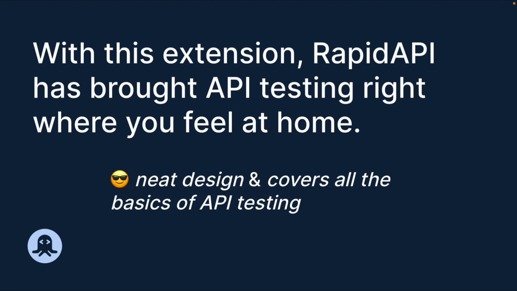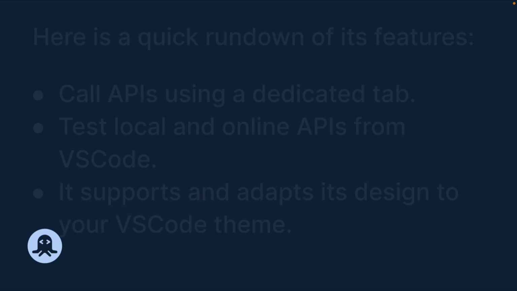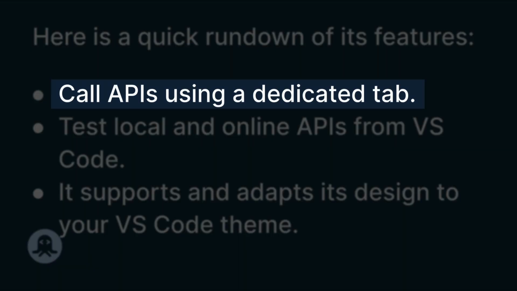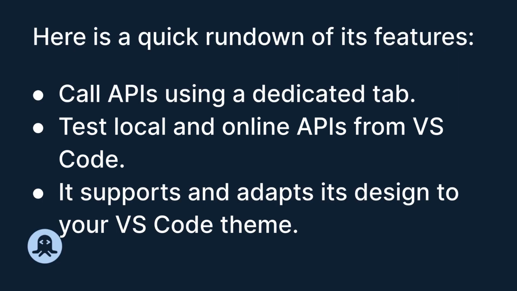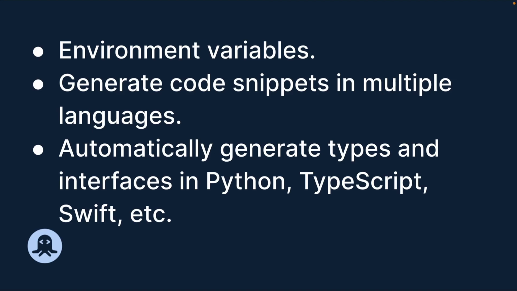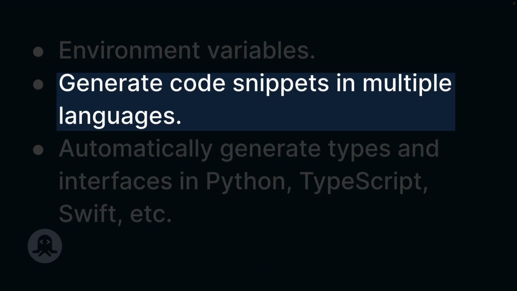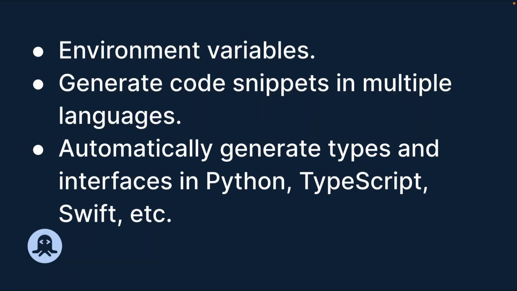The extension has a neat design and covers all the basics of API testing. Here is a quick rundown of its features. Call APIs using a dedicated tab. Test local and online APIs from VS Code. It supports and adapts its design to your VS Code theme. Environment variables. Generate code snippets in multiple languages. Automatically generate types and interfaces in Python, TypeScript, and Swift. I'll be explaining all of this in detail in the later part of the course.